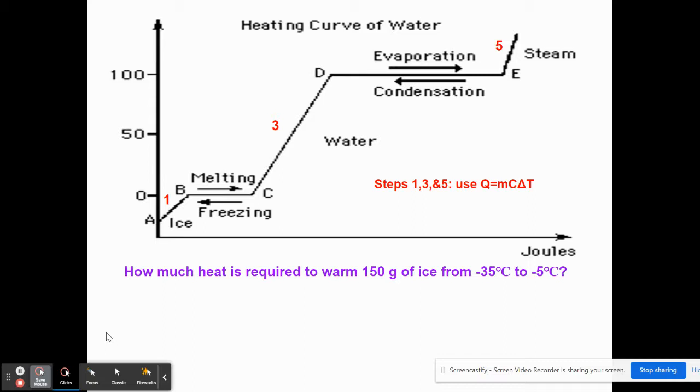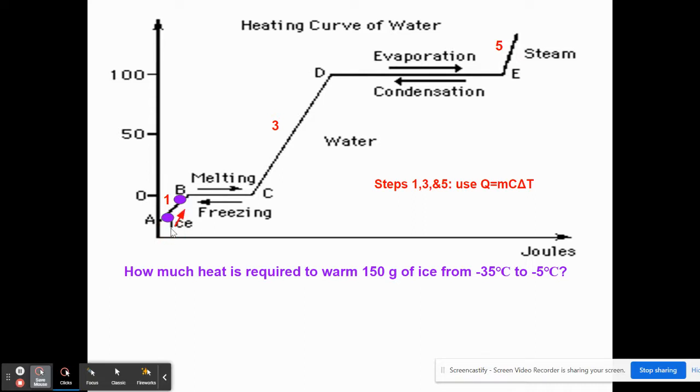All right, so here we go. You look at your heating curve. Where are you starting on your heating curve and where are you ending? Well, I'm starting at negative 35. So if I were to plot that, that's way down here, right? Negative 35, because it's below zero. And I'm only going up to negative 5. So I plot my second point, about there. So I'm still in the ice section. Okay, but I'm increasing my temperature from negative 35 to negative 5.